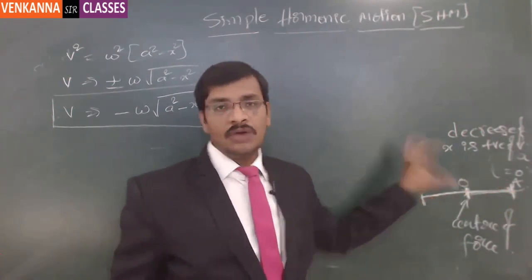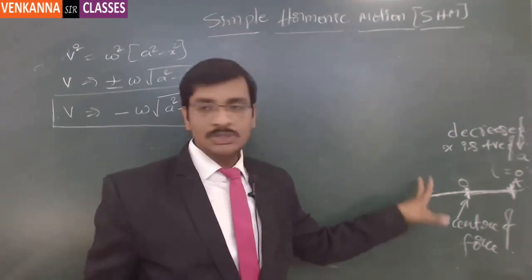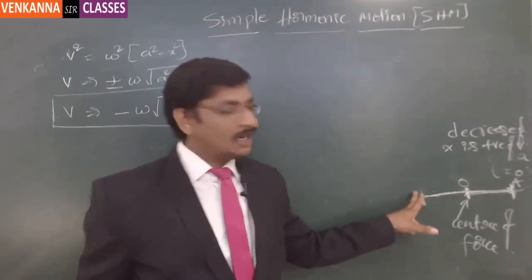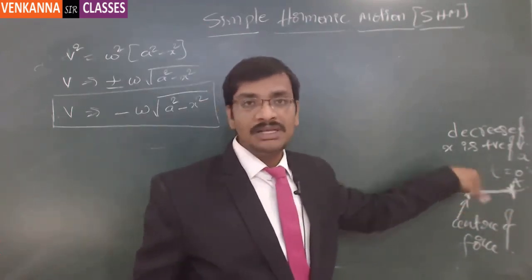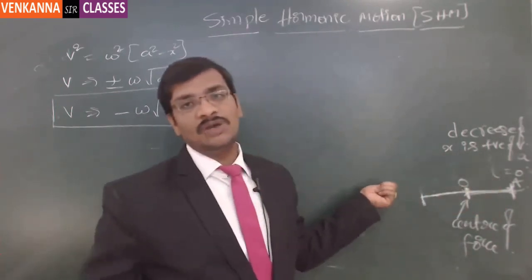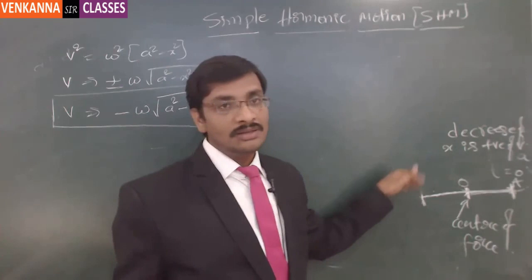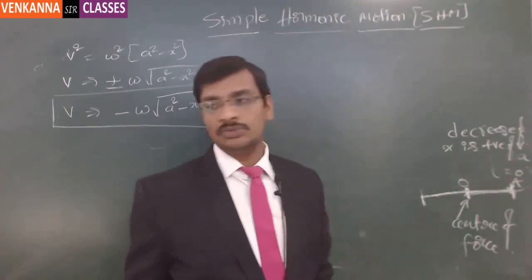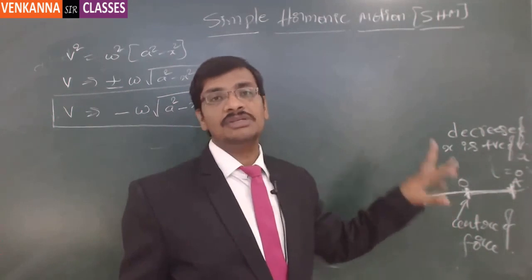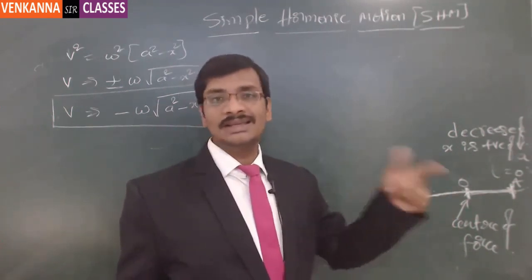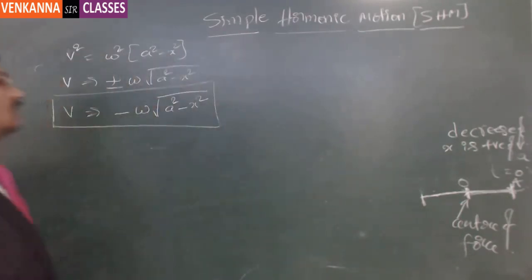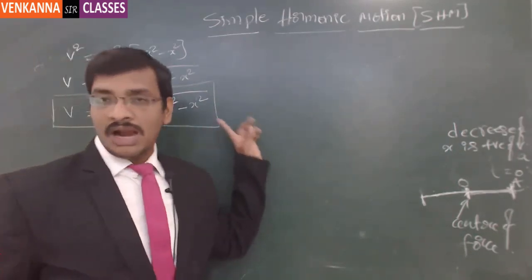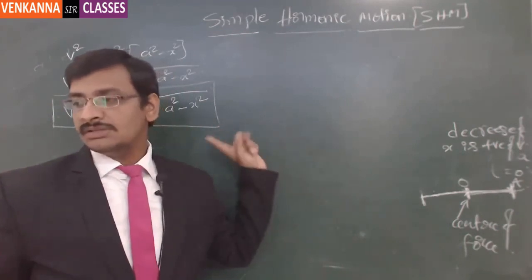Now when the particle comes to the extreme end of the other side, it starts moving towards the right direction, which is the increasing direction of x. But initially the left side direction of the velocity we treated as positive. Now the right side direction of the velocity should be treated as negative. That means the x decreasing direction is the positive direction of v and x increasing direction is the negative direction of v. That means these two are always opposite to each other. That's why v has to be treated as minus omega square root of a square minus x square, and this equation is valid throughout the motion of the SHM.